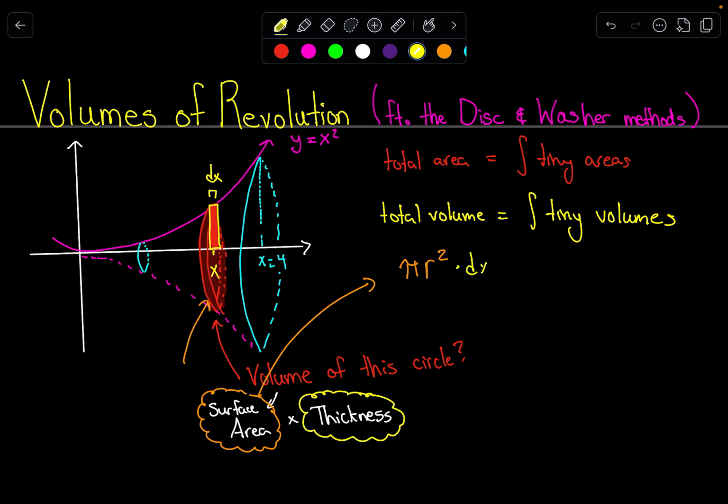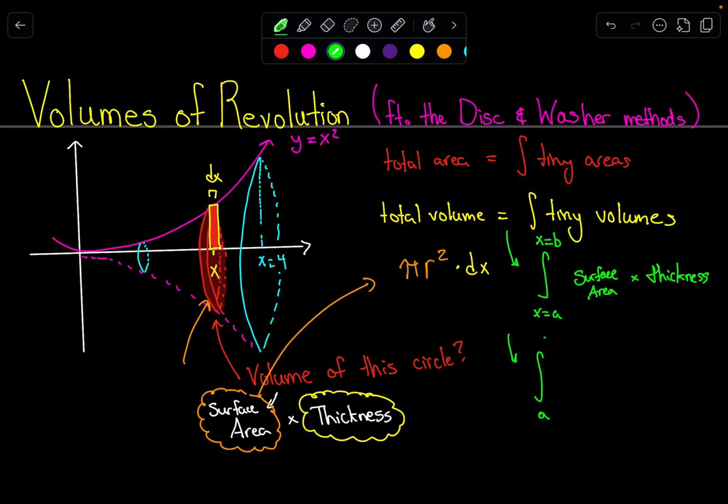So the idea here is that one of these tiny volumes matches this little formula. It's the area of the circle times its thickness, which is dx. And so if I wanted to keep with this theme that total volume is equal to adding up a whole bunch of tiny volumes, then we're going to take this equation and just pop an integral in front of it. It's going to go from whatever your starting x value is to whatever your ending x value is. What are we adding up? Tiny volumes, which is the surface area times the thickness. And we can just keep running with this formula.